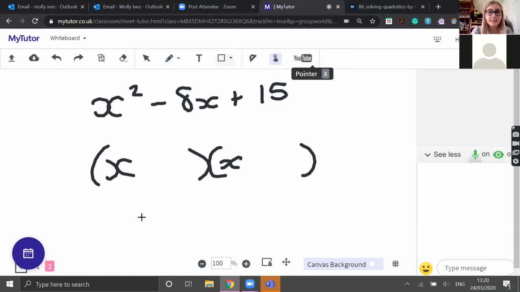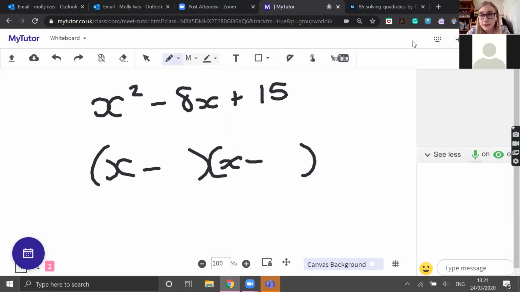And the first thing that we notice is that the constant on the end is added. Now that means that the signs have to be the same. The reason for that is the only way that you can get a plus 15 is either by multiplying two positive numbers or two negative numbers. So if this is a positive, the signs have to be the same. And whether it's a plus or a minus is determined by this term. So they're going to have to be two negative signs. Hopefully that makes sense.